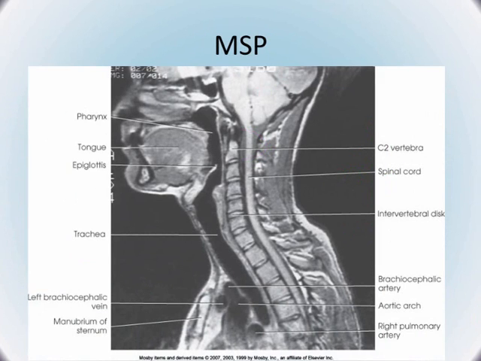We're taking a look at the pharynx, the tongue. The epiglottis is really well visualized. We can see the trachea well visualized, the manubrium, C2 vertebra, the spinal cord, intervertebral disc, and the aortic arch.